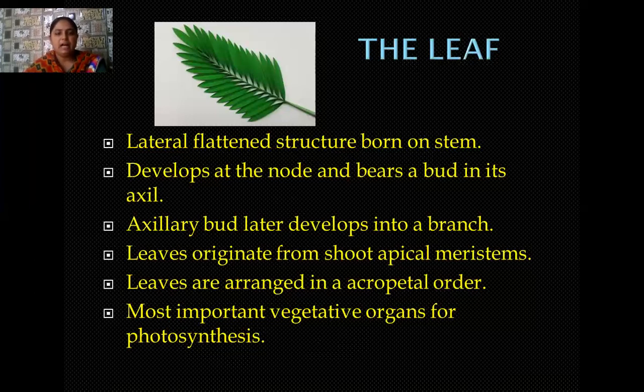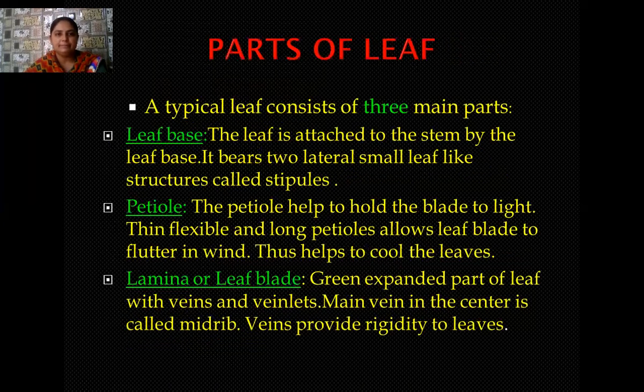So leaves are the site for photosynthesis. That's why they are also known as the kitchens of the plant. Okay, students, we are going to study here about the different parts of the leaves. So a typical leaf consists of three main parts. Number one, leaf base. So what is a leaf base? The leaf is attached to the stem by the leaf base.